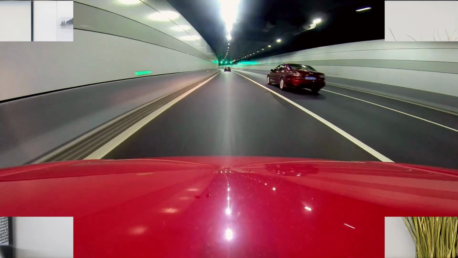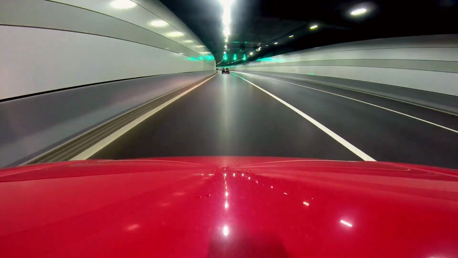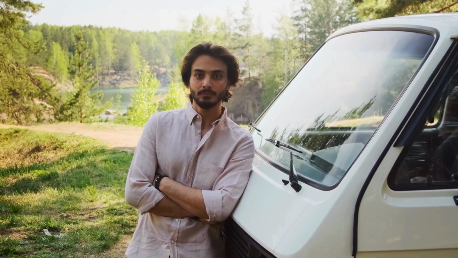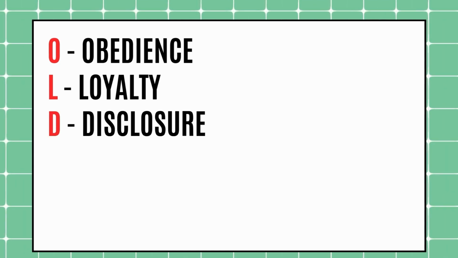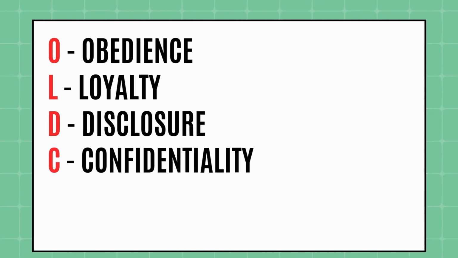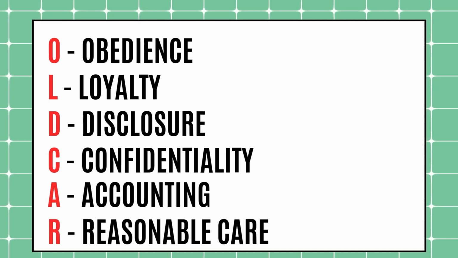Old car. You could either be a two-door coupe with 117 horsepower and a maximum of 120 miles per hour. I'm talking about a 1965 Ford Mustang, of course, or a new generation minivan. The type of car you are as an agent depends on your ability to uphold your fiduciary duty as a real estate agent. The phrase OLD CAR summarizes agency and means O, obedience, L, loyalty, D, disclosure, C, confidentiality, A, accounting, and R, reasonable care.